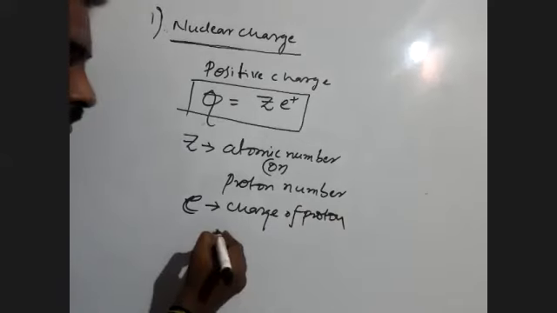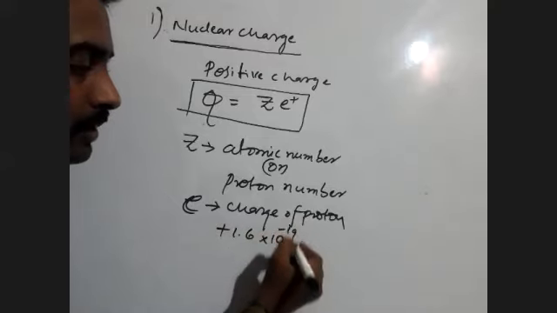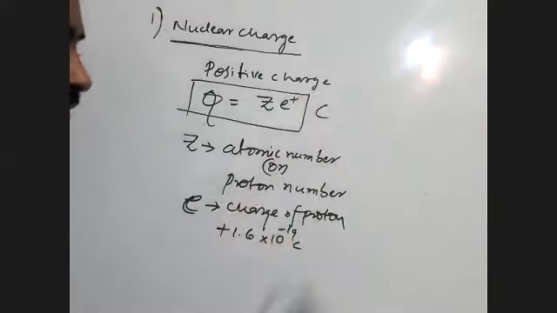What is the charge of a proton? Plus 1.6 × 10^-19. So the overall charge will be in coulombs. So this is the nuclear charge. Nuclear charge is always positive.